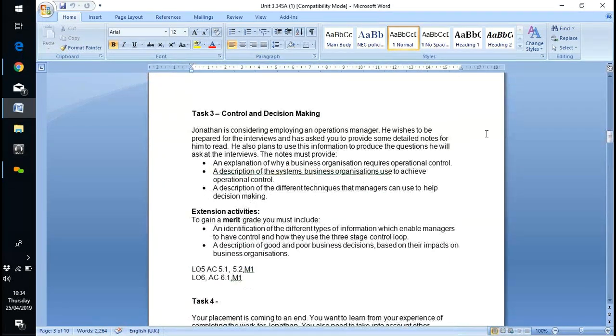Tasks 3 and 4 are a little more workable, in that you are considering employing an operations manager who wishes to be prepared for the interviews and asks you to provide some detailed notes for him to read. He also plans to use this information to produce the questions he will ask at the interview. So your notes must provide an explanation of why a business organisation requires operational control, a description of the systems business organisations use to achieve operational control, and a description of the different techniques that managers can use to help decision making. So these are explanations and descriptions.